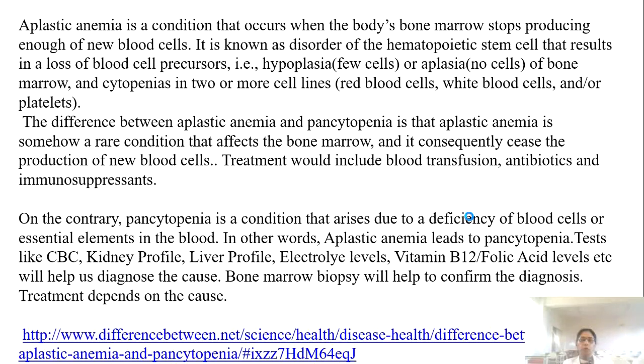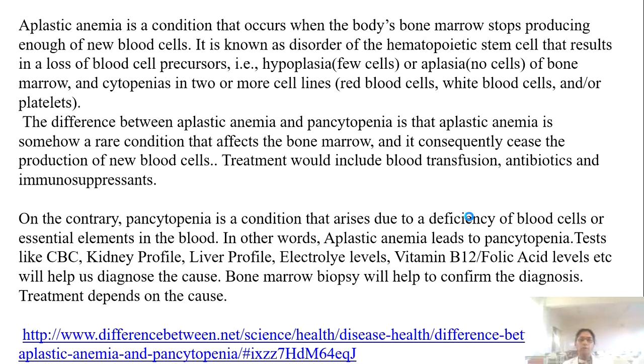Then we have to know what aplastic anemia is and what pancytopenia is. Aplastic anemia is a condition that occurs when the body's bone marrow stops producing enough new blood cells. It is known as a disorder of the hematopoietic stem cell that results in a loss of blood cell precursors, that is hypoplasia or aplasia of bone marrow and cytopenias in two or more cell lines, that is red blood cells, white blood cells and/or platelets.